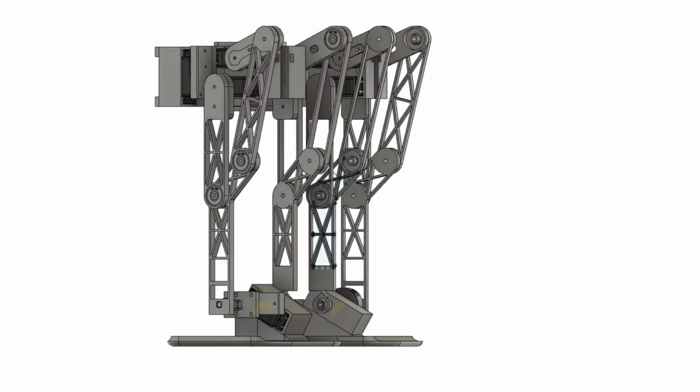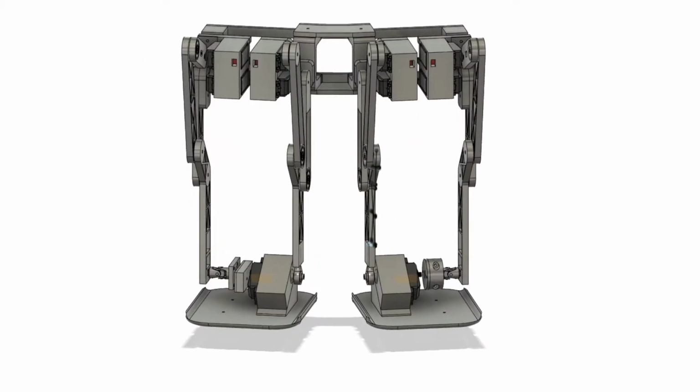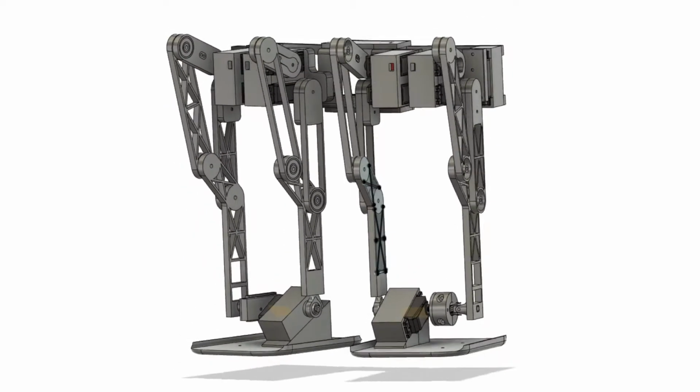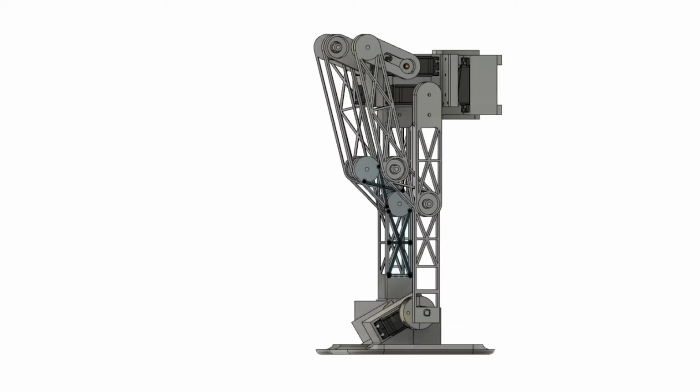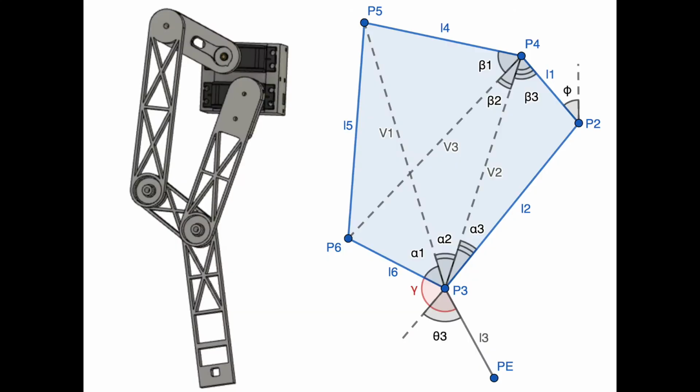The dimensions for different links were selected to roughly match the research paper. The entire leg assembly measures about 30 centimeters in height and weighs around 1.5 kilograms. The next step was to establish the kinematics.